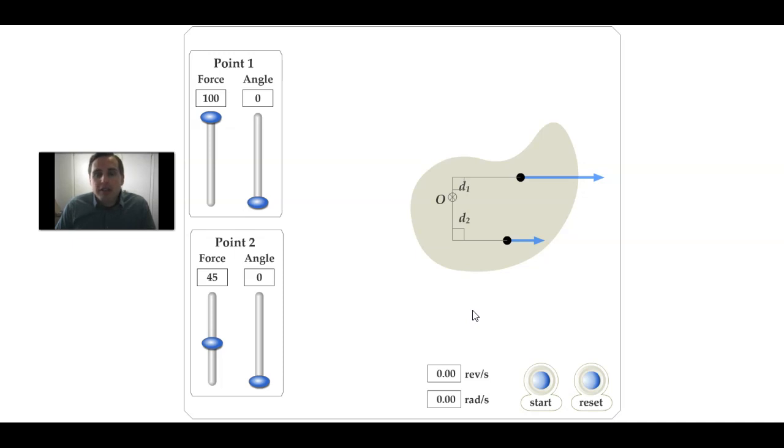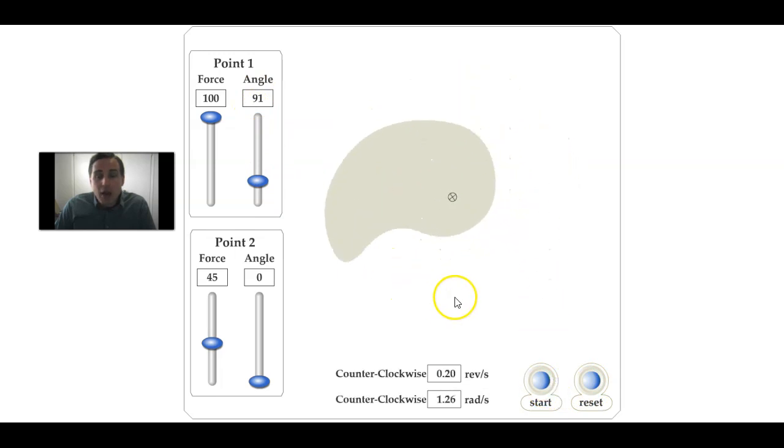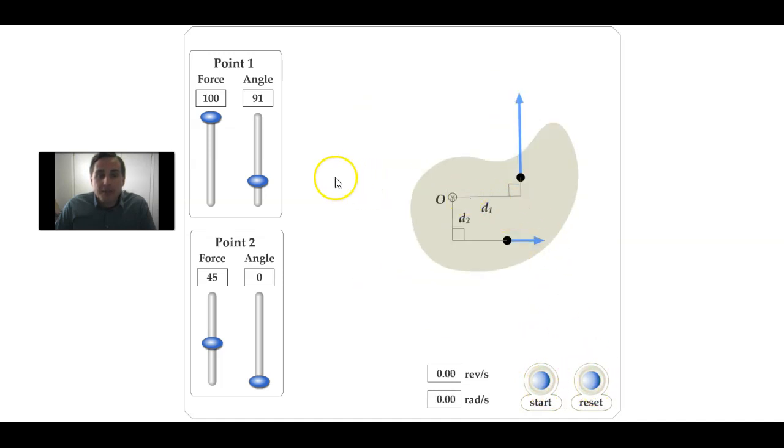To increase the clockwise torque, we can change the angle. Notice that if we change the angle, things will change. Now we have this at 90 degrees, or as close as we can get to 90 degrees. Let's give it a shot. Let's go ahead and start. And indeed, we get an angular acceleration, because torque is an angular force that creates an angular acceleration. I hope you see that.